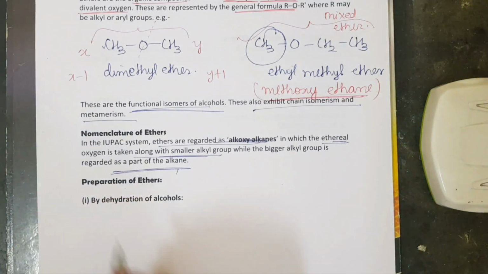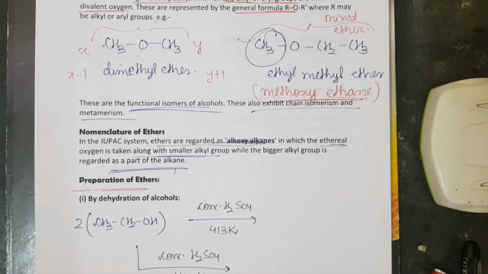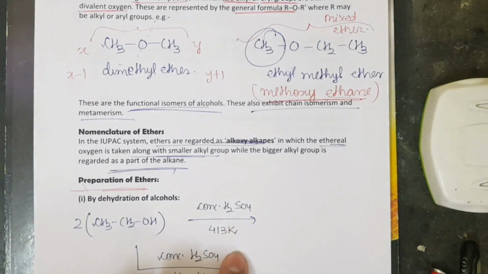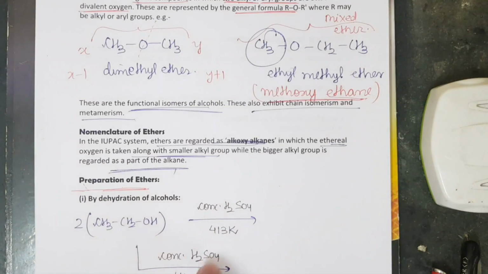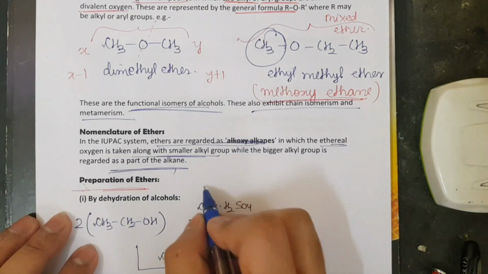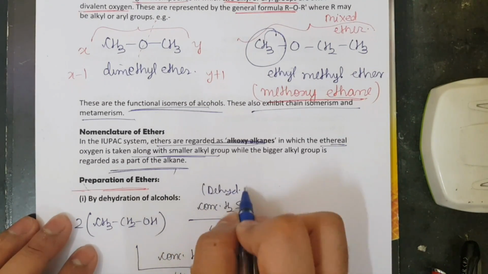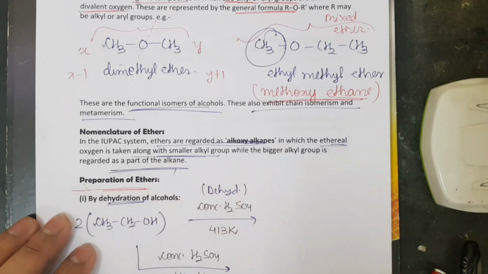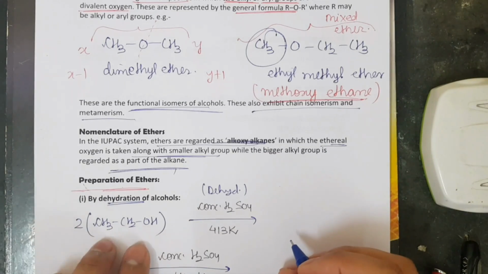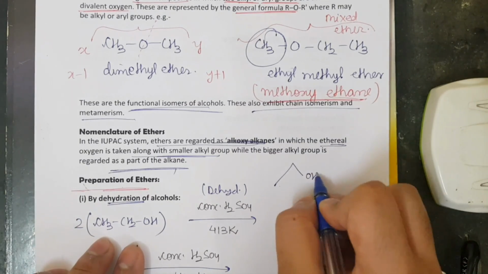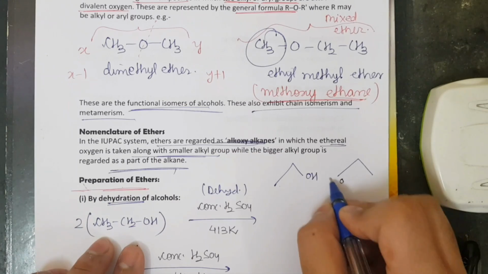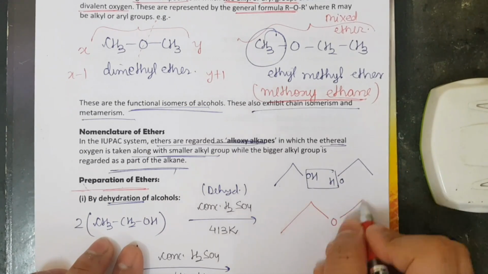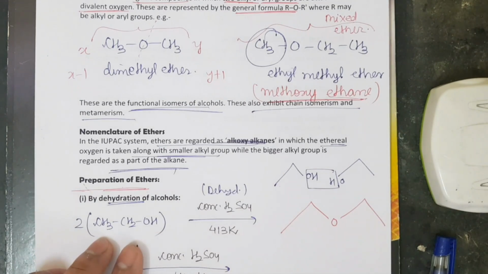Now we'll be dealing with the preparation of ethers. If I take the alcohol at 413 Kelvin along with concentrated H2SO4, that is the lower temperature, I get dehydration to occur. Okay, that is basically the removal of water to form ethers. Now how that actually happens is that we have been given ethanol, we take one more mole of ethanol, we remove the water from here, giving the formation of this ether. Okay, so diethyl ether is formed here.